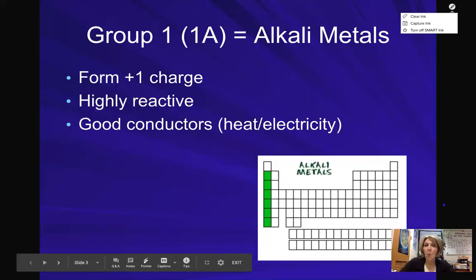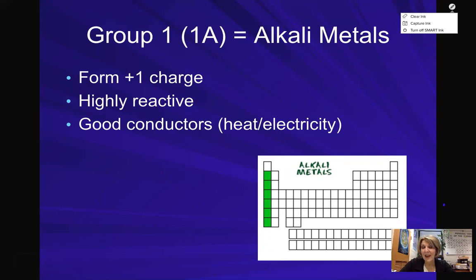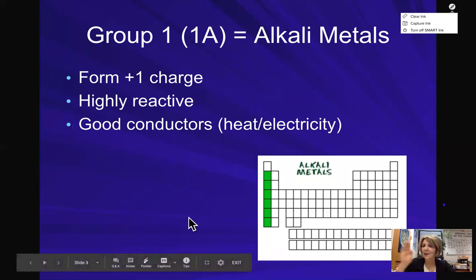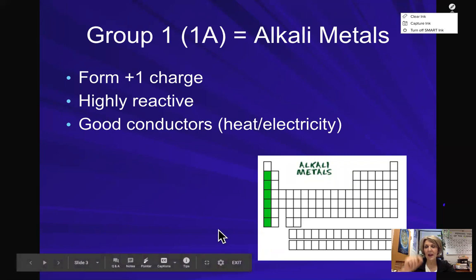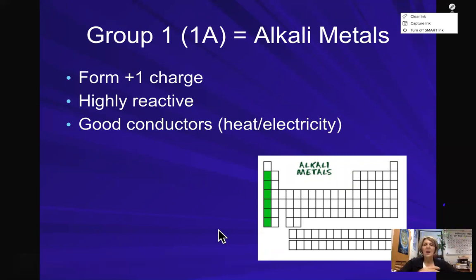The group one, or in the old periodic table, they were called Roman numeral 1A, and the shorter columns that you see right here were the B columns. Now we just number them 1 through 18, so it's a lot nicer. But we call these guys the alkali metals. So go ahead and highlight those on your blank periodic table.